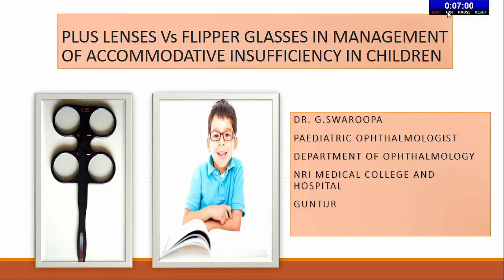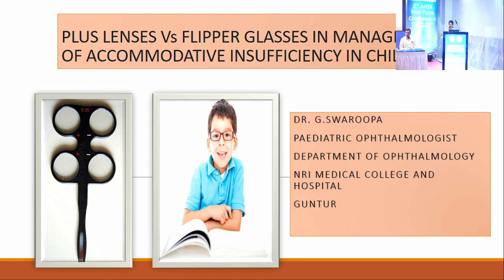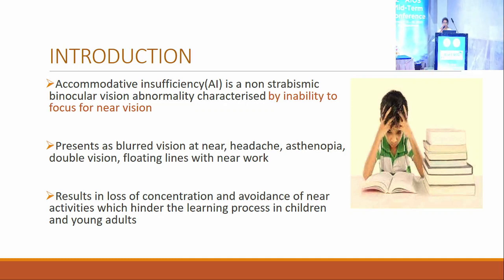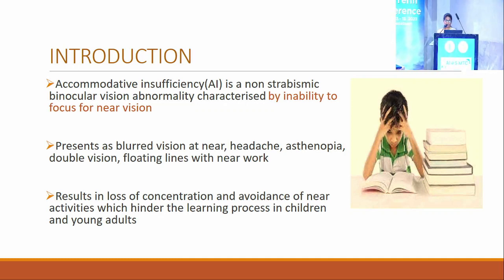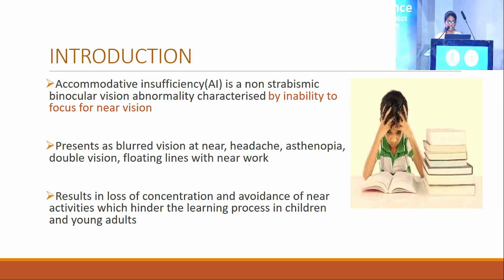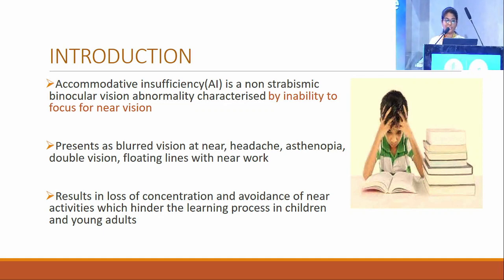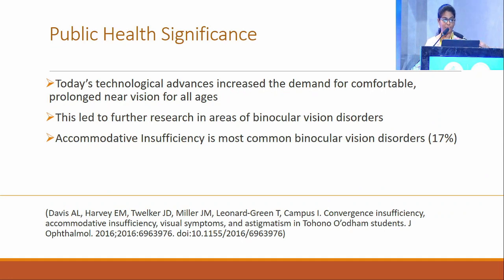Good morning, everyone. Today, I'm going to talk about plus lenses and flipper glasses in management of accommodative insufficiency in children. Now, what is accommodative insufficiency? It is a non-strabismic binocular vision abnormality characterized by inability to focus for near vision. They present with blurred vision for near, headache, asthenopia, and floating lines while doing near work, which results in loss of concentration and avoidance of near work, which hampers the learning process of children and young adults. It is important because today's technological advances increase the demand for comfortable prolonged near work for all age groups, which led to further research in the areas of these vision abnormalities.